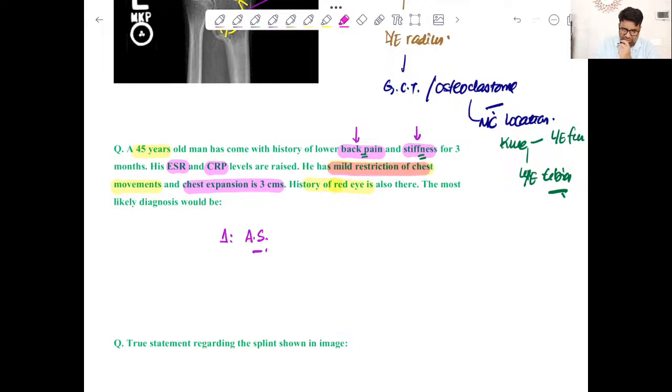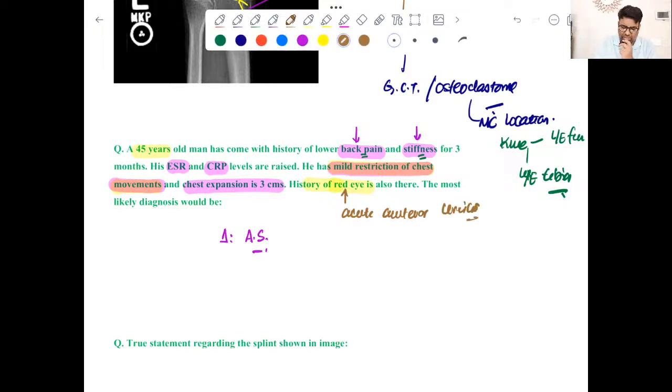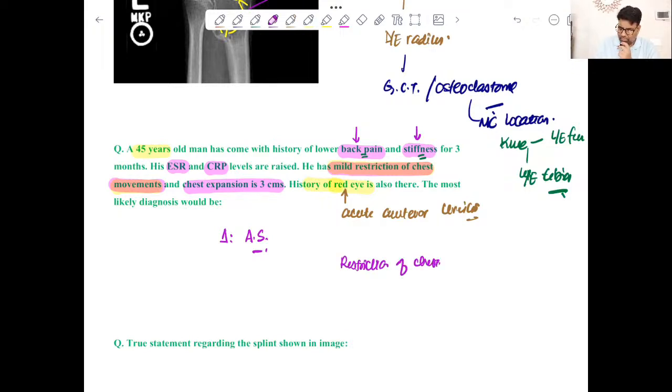Mild restriction of chest movements, and chest expansion is less than 3 centimeter. Red eye is of course acute anterior uveitis, that I think everyone knows, right? So this is acute anterior uveitis. Now I am more interested in discussing these 2 points. Restriction of chest movements, and the second point written here is chest expansion 3 centimeters.